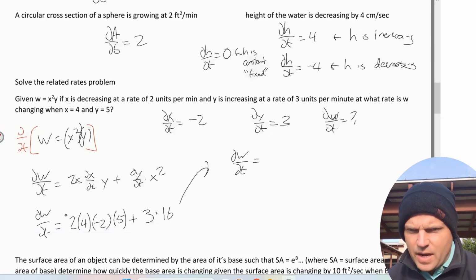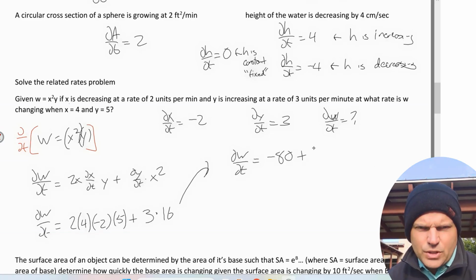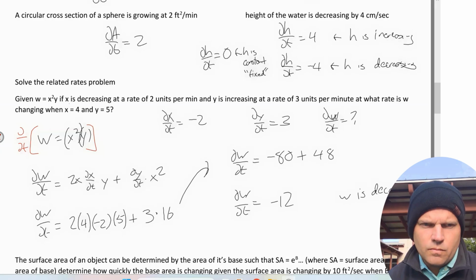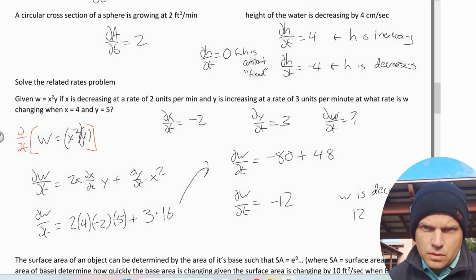So negative 10 times 8 is negative 80. 3 times 16 is 48. 12, which means W is decreasing by 12 units per minute.